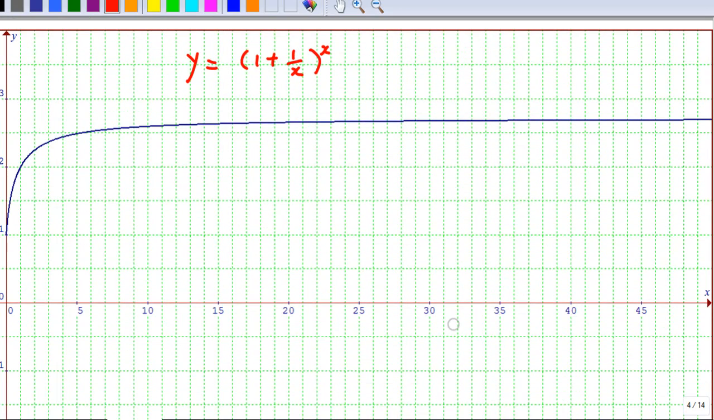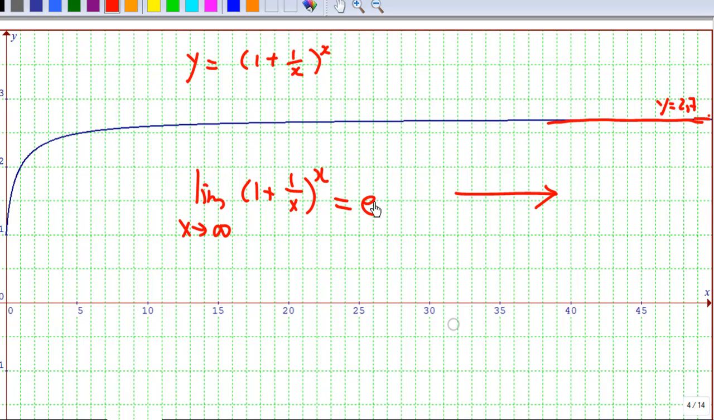Let's look at another case. This is the graph of (1 plus 1 over x) raised to the power x. You find that when x goes to infinity, the value of y approaches about 2.7. So I can write the limit of x goes to infinity of (1 plus 1 over x) raised to the power x is e.